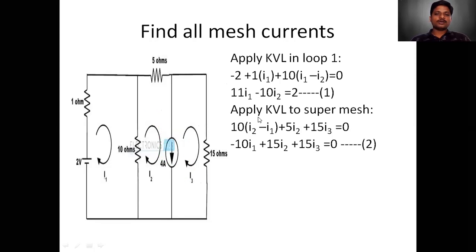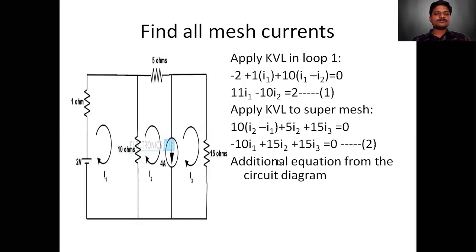So for the additional equation from the circuit diagram, you have to look into the current source, its value as well as its direction. Here in this diagram, I2 current is in the same direction as the given direction of current, and I3 is opposite to 4 amperes. Therefore, you can conclude that I2 minus I3 equals 4 amperes. That additional equation can be written like this: I2 minus I3 is equal to 4. That will be taken as equation 3.